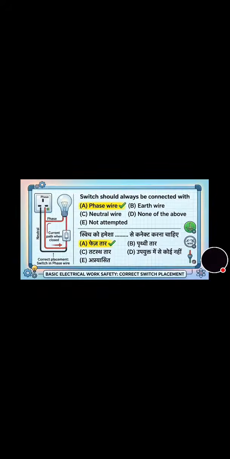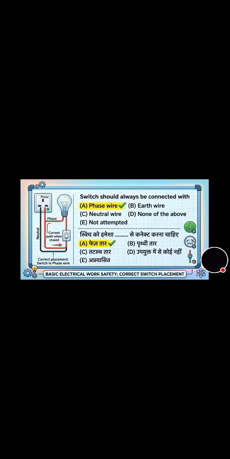Now move towards the next question. What is the main purpose of using a chopper in an electrical circuit? The correct answer is to obtain a variable DC output voltage from a fixed DC voltage source. Now towards the next question, switch should always be connected with, the correct answer is option A, phase wire or a live wire. This is also a very important question.